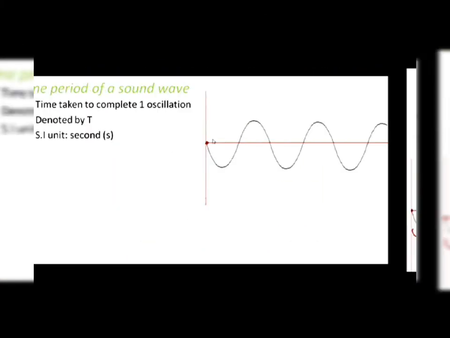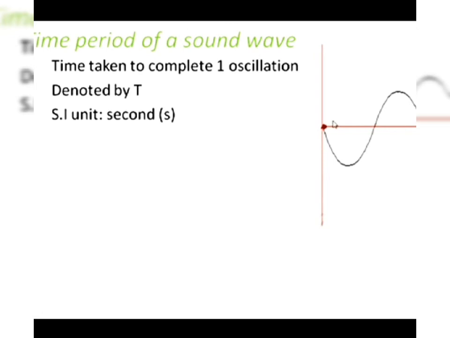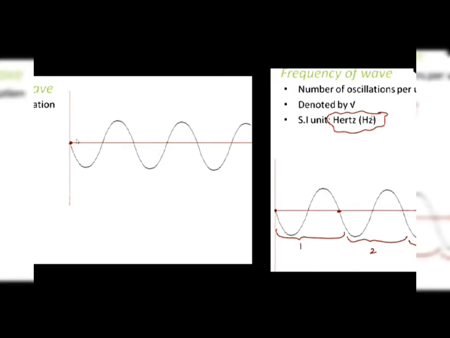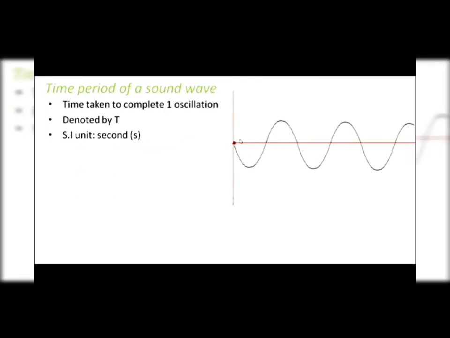Now the next important characteristic is time period. It is the time taken to complete one oscillation. Just now I told you what is one oscillation, from this point to here. Whatever time is taken to complete one oscillation is time period, and it's denoted by capital T, and its SI unit is seconds.